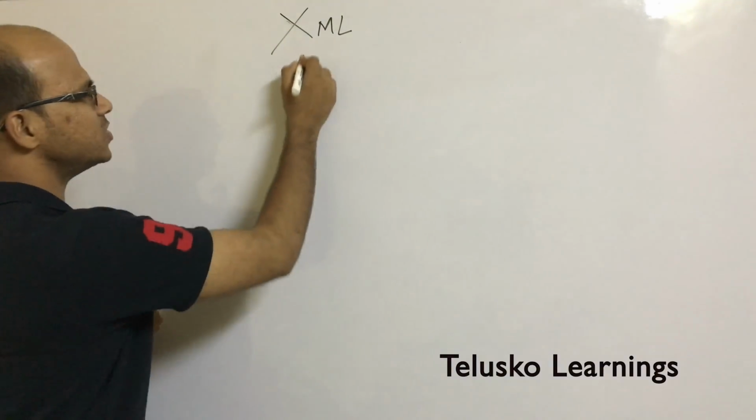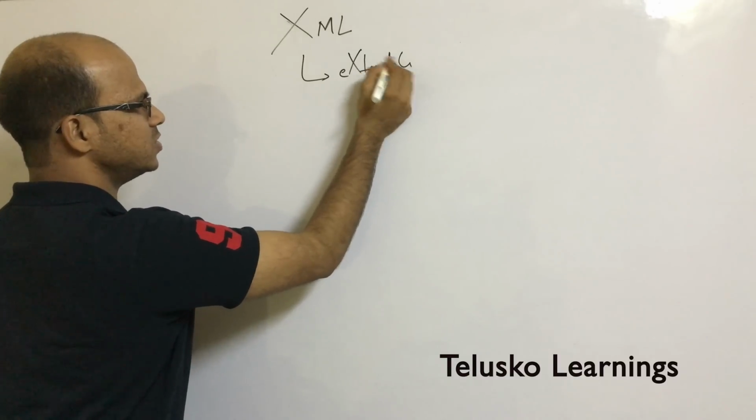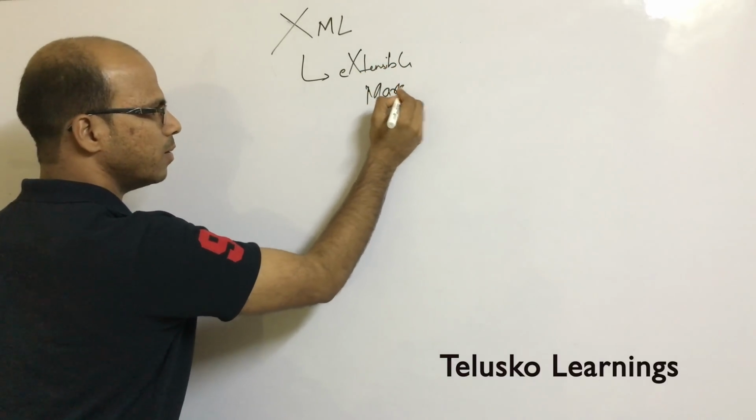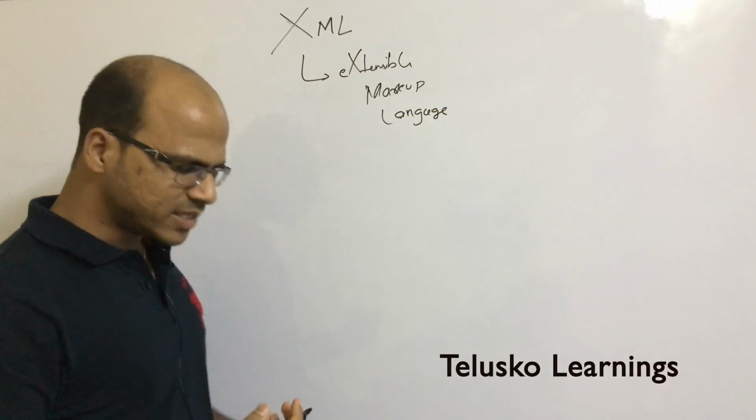So XML basically stands for extensible markup language. Okay. So why is it called a markup language?